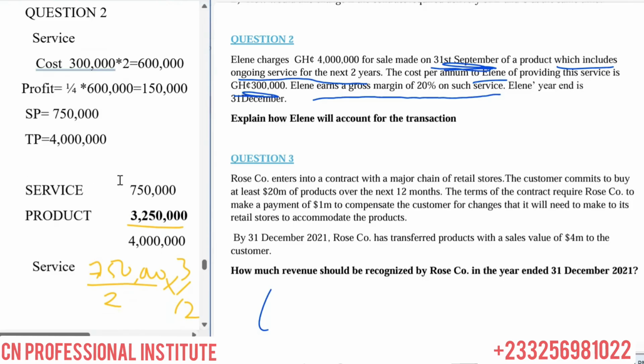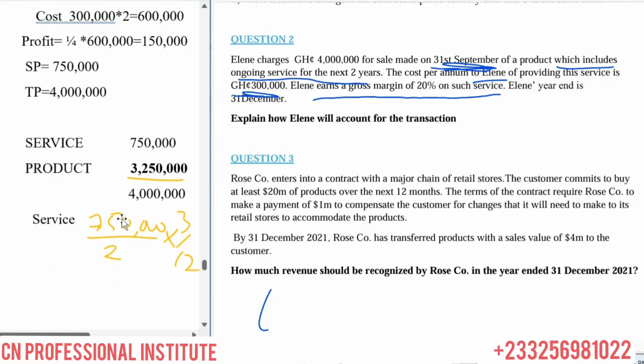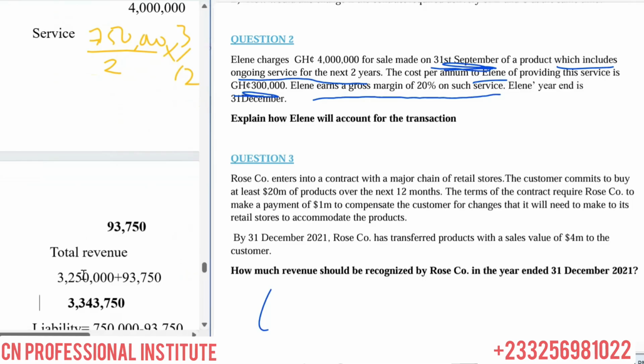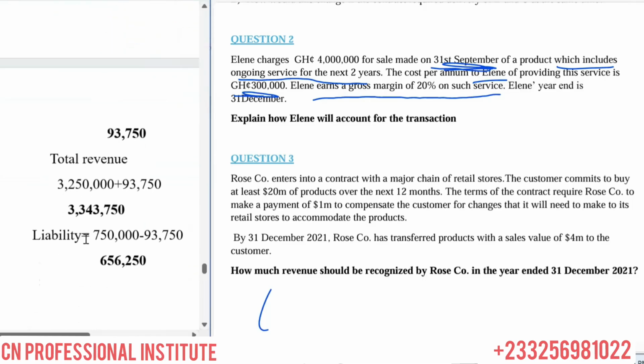But I'm saying that the service is for 2 years, we are not going to record the whole 750 as revenue. That's why we came here. We divided the 750 by 2 and multiplied by 3/12 because September, October, November, December, and this is it. So this is the revenue that we're going to record for the service. Then we add it to the revenue for the goods, and we have the total revenue. And then the liability for the service is the total service figure minus the revenue for service. And this is what we would have, right?